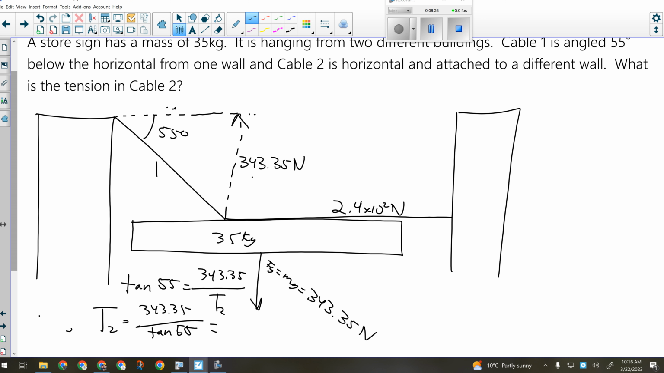Okay. I forget where I was going with that. Sucks getting old. Okay, so we got 2.4 newtons pulling, oh, now I remember where I was going with that.